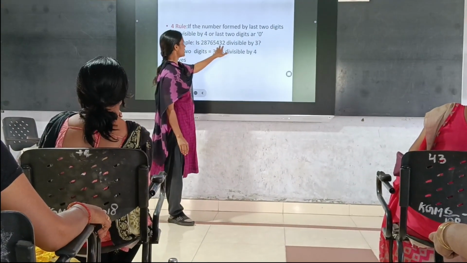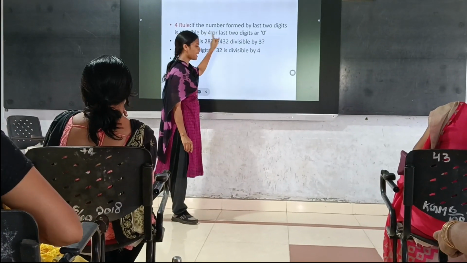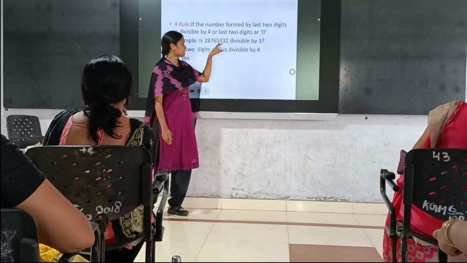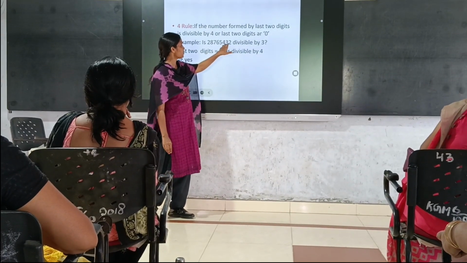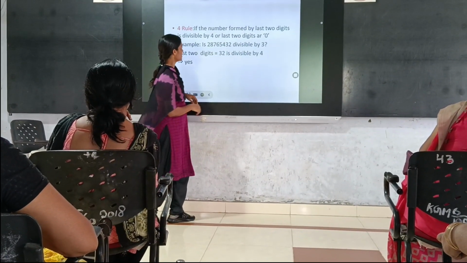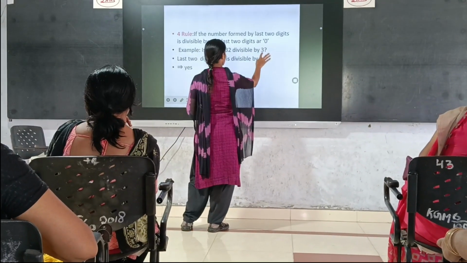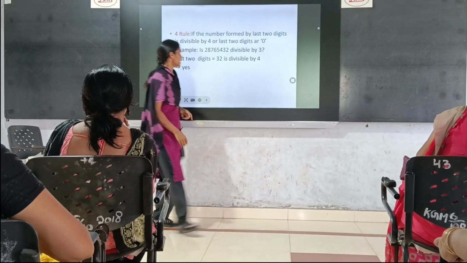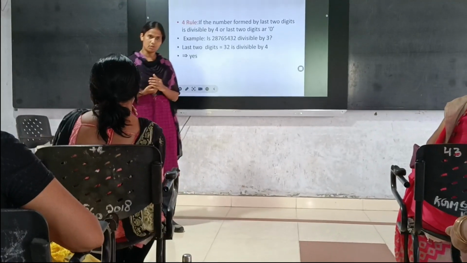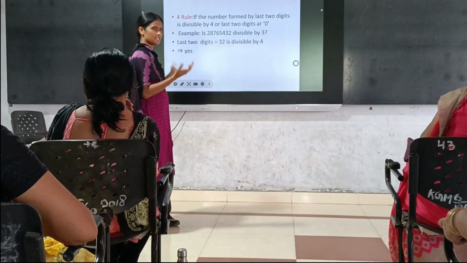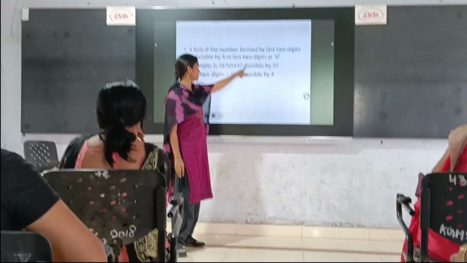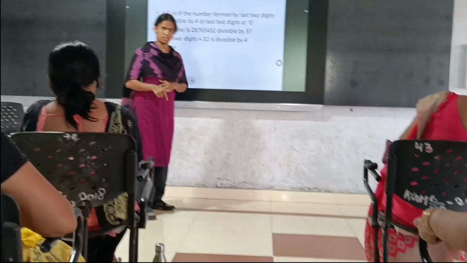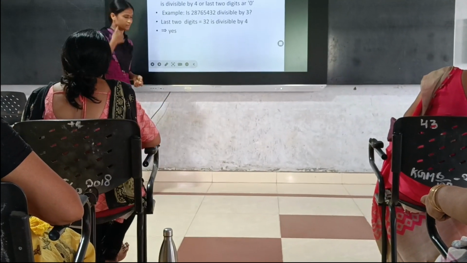The last 2 digits, that means ones place and tens place. Here 32 is the number. If the last 2 digits are divisible by 4, the total number is divisible by 4. Okay. Here 32 is the last 2 digits. It is in the fourth table, so it is divisible by 4.